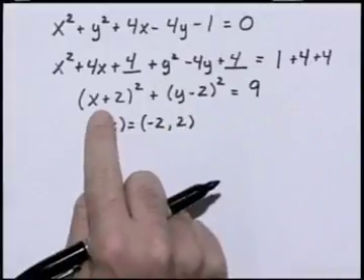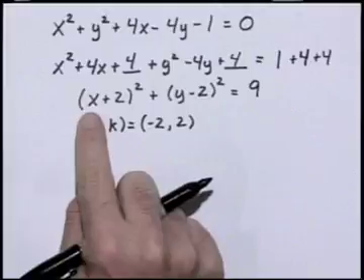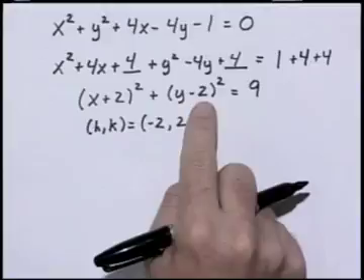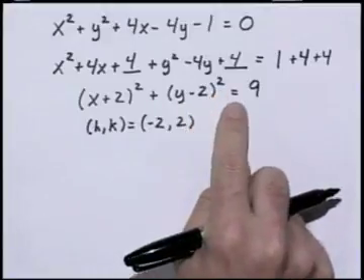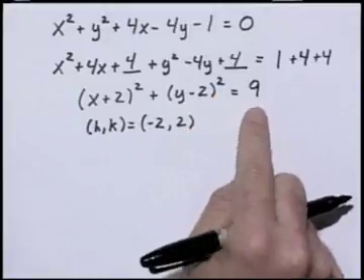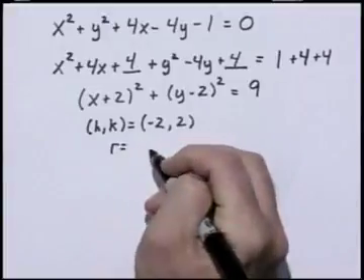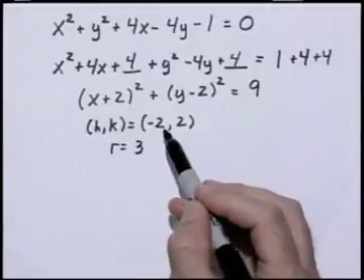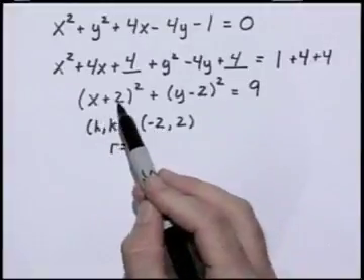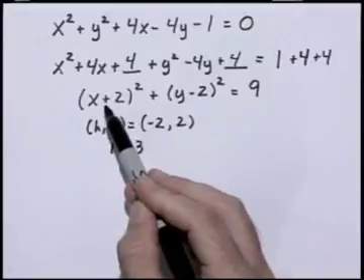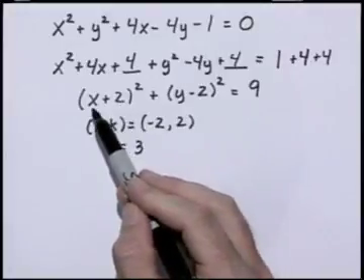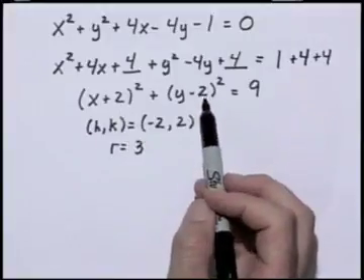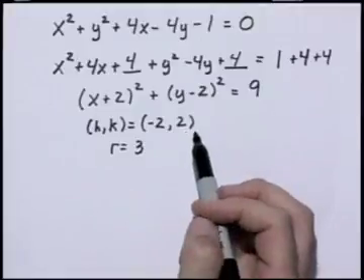So now we can see that the center of the circle, h comma k, is negative 2 comma 2, because the standard form of the equation of a circle is x minus h quantity squared plus y minus k quantity squared equals r squared. So we can see that r is going to be the square root of 9, or 3. The reason h is negative 2 is because you can think of x plus 2 as x minus a negative 2, so the x minus h tells us that h is negative 2. Similar logic tells us that k is positive 2.